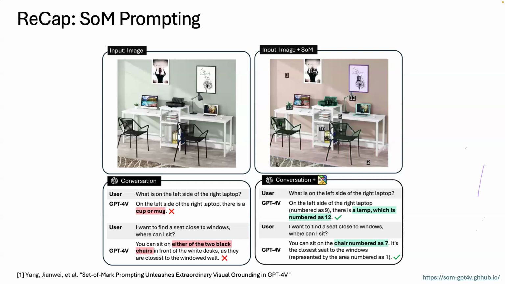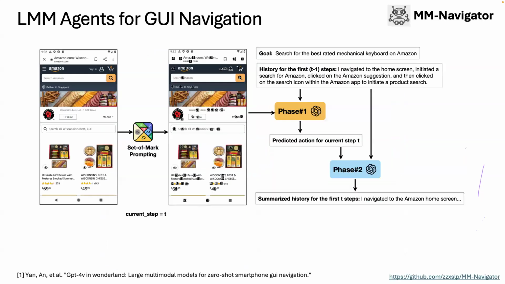And in case you haven't forgotten, just 30 minutes before, Joey introduced set-of-mask prompting, in which if you leverage segmentation models to find the salient objects or regions and tag them with numbers or letters, it aids GPT-4V in visual grounding. And what if we take advantage of this prompting technique and use it for GUI navigation? I think you already know the answer, but we'll dive deeper into the agent design.